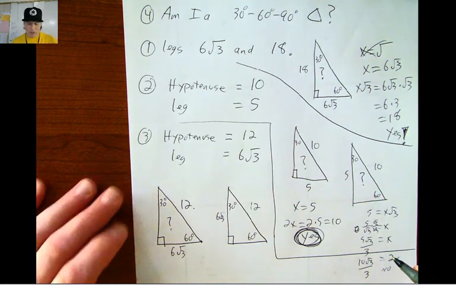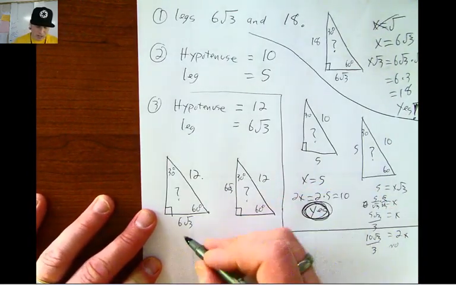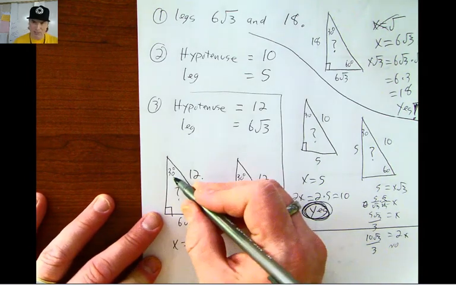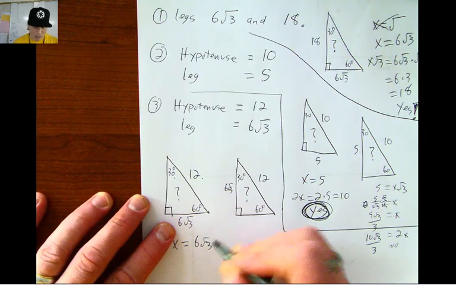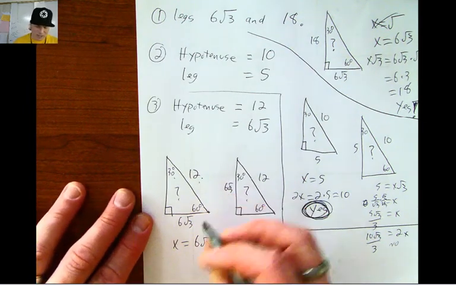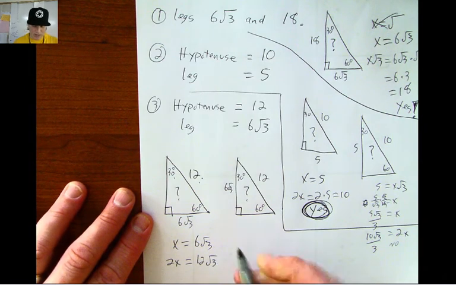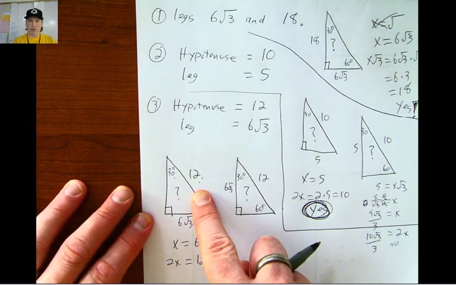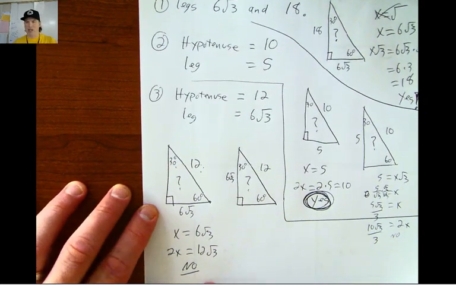Well, if I work out this one first, because it's on the left, if x is opposite the 60, so if x is equal to 6 root 3, this is the 2x. If I multiply both sides by 2, I get the 2x side equals 12 root 3. Well, that's not equal to 12, so this is not a 30, 60, 90 triangle.